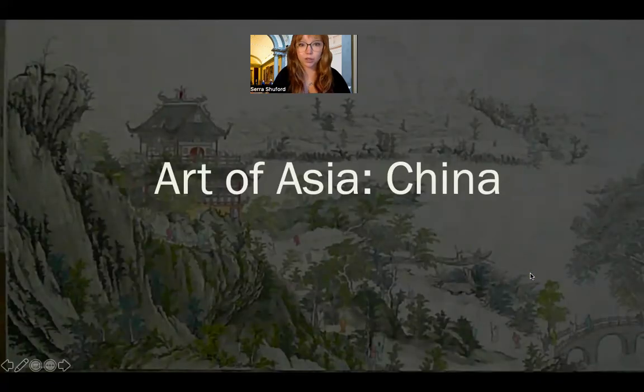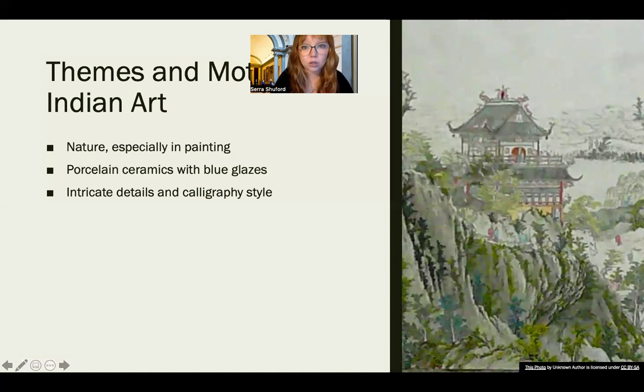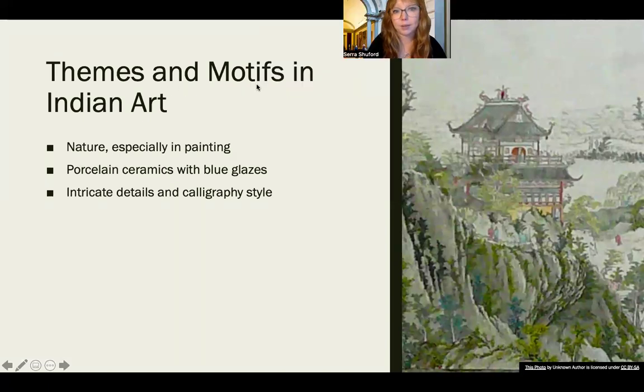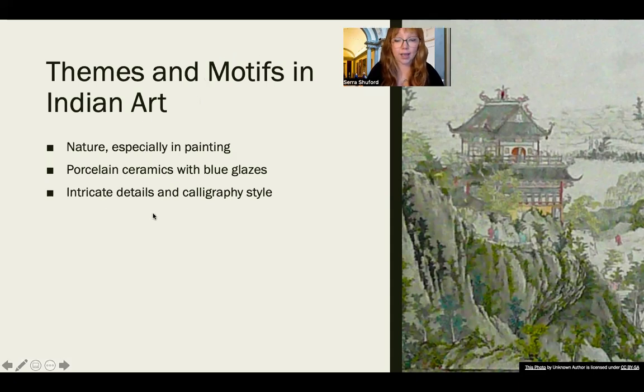Okay, moving on to arts of Asia and China, which differs a lot from our Indian arts. And that should say themes and motif in Chinese art, not Indian art. So a big one, we see nature, especially in painting. There's a big crossover with nature and watercolor painting with calligraphy. When we get down here, the intricate details and calligraphy style. There's a lot of overlap with those processes.